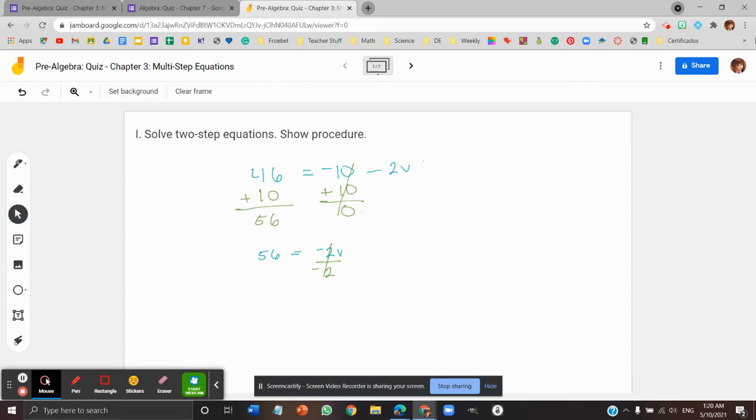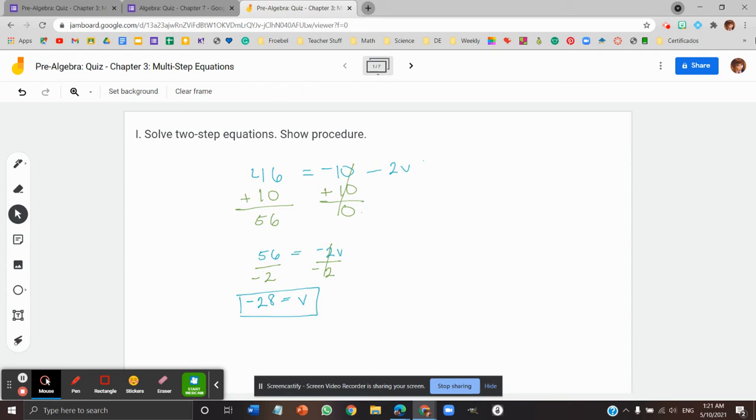But again, if I divide on one side by negative 2, I have to divide on the other one by negative 2 also, right? Now, what do I have left? How much is 56 divided by negative 2? That's going to give me 28. And again, one is positive and one is negative, so that 28 is negative, equals the v. And that will be my answer.